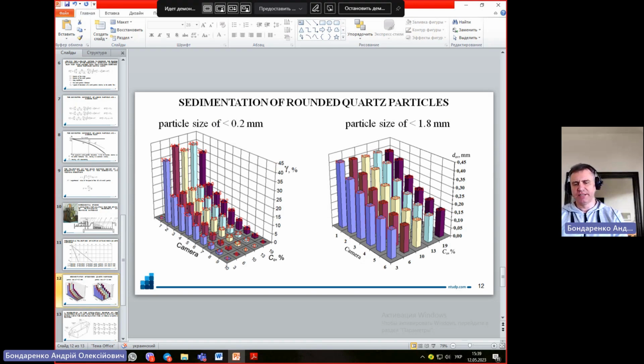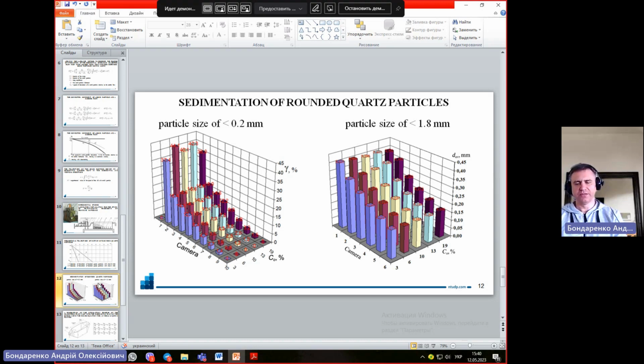Processing of the experimental data showed that in the size range less than 0.2 mm, more than 90% of solid particles sedimented in compartments from 2 to 6, located in the theoretical area of sedimentation of rounded quartz particles with a size of 0.2–0.1 mm.